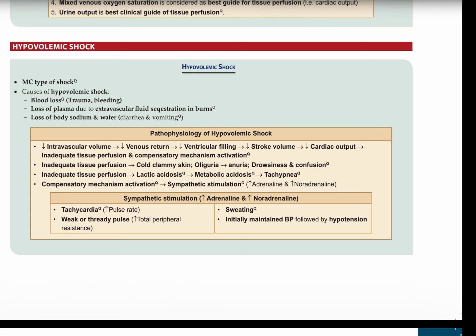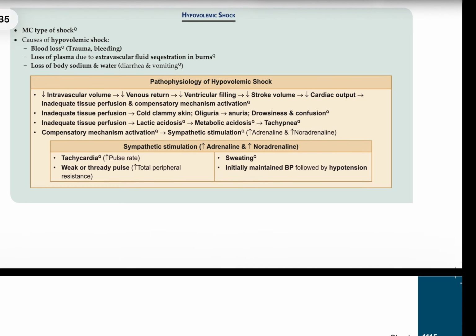Inadequate tissue perfusion leads to cold clammy skin, oliguria leading to anuria, drowsiness and confusion. Inadequate tissue perfusion leads to lactic acidosis, metabolic acidosis and tachypnea, meaning depth of respiration will be more. With compensatory mechanism activation, there will be sympathetic stimulation, increased adrenaline and noradrenaline.